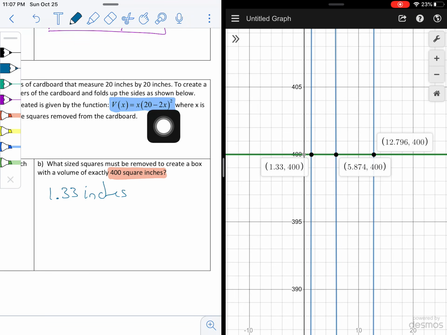Next, 5.874. If I take 2 times 5.874, it's about 11 and change. So 20 minus 11, yeah, that still makes sense. So 5.874 inches.